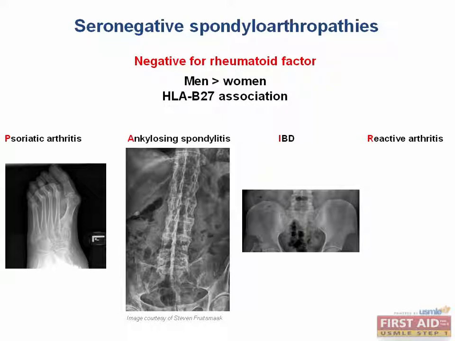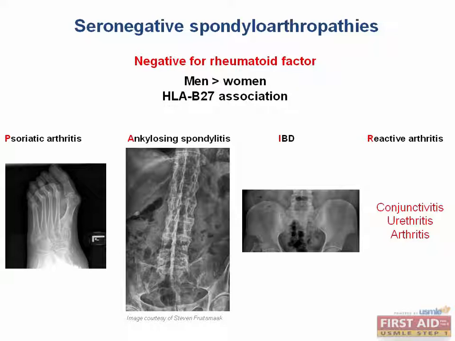The final type of arthritis here is reactive arthritis, which used to be called Reiter's syndrome. It's known for a classic triad of conjunctivitis, urethritis, and arthritis, which can be remembered with the memory aid, can't see, can't pee, can't climb a tree. This is a great way to remember all the fully testable concepts.